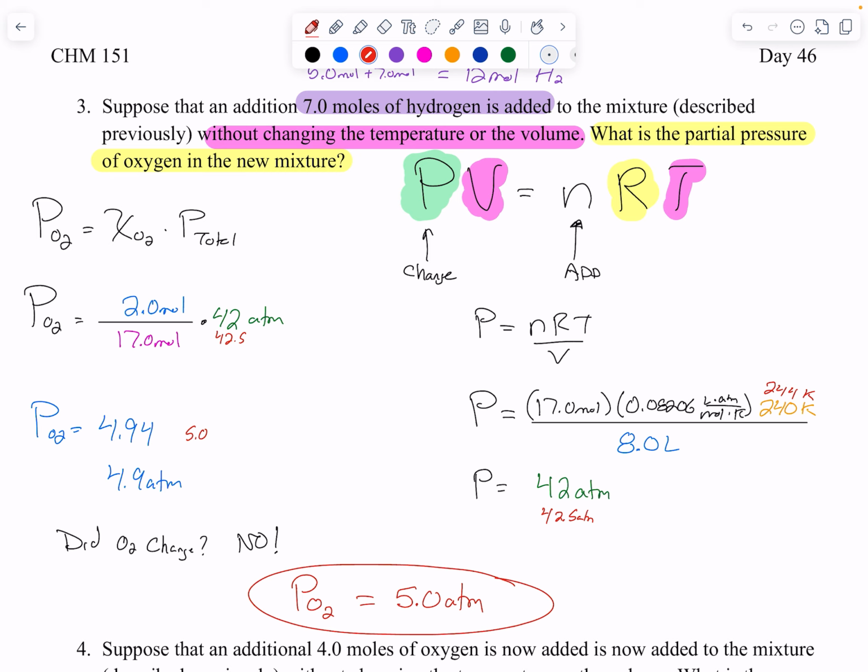And so why I like this problem so much is not that we have to do all this work to get there, because there could have been things we did differently. What I like about this is that if you realize that oxygen didn't change, this is a 30-second or less problem. I like how it tests our understanding of the gas laws, because we recognize that oxygen didn't change. I don't need to solve anything. I need to realize that it's still 5 atmospheres because the volume and temperature are constant. That's why I like that problem. So it's still 5 atmospheres.